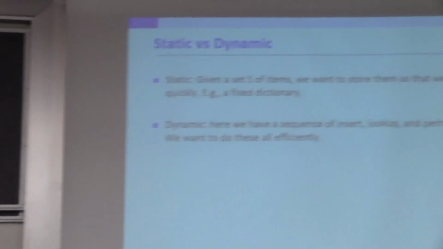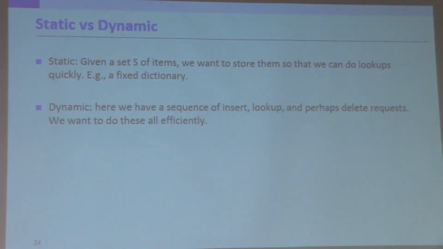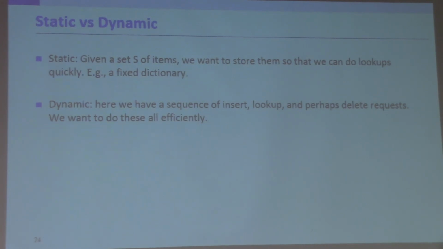So the static case is, given this set S of items, we want to store them so that we can do lookup quickly. In other words, I want to know whether somebody belongs to this set or not. You need to answer that question really quickly for me. A naive solution is to pay order n cost. If I want to know whether somebody exists in a set or not, I just do a linear scan of the set.